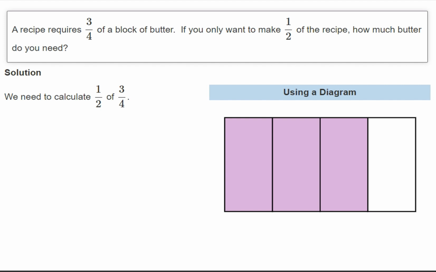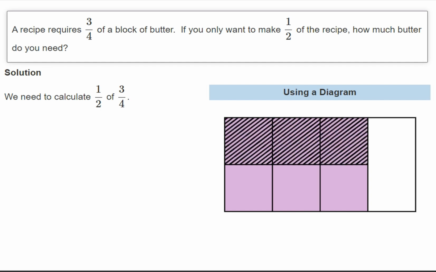So how could we now find 1/2 of 3/4 using our diagram? We need to divide the shaded region into 2 equal parts. Then we further shade out one of these 2 equal parts using stripes. We now know that 1/2 of 3/4 is represented by the region that is both shaded and striped.